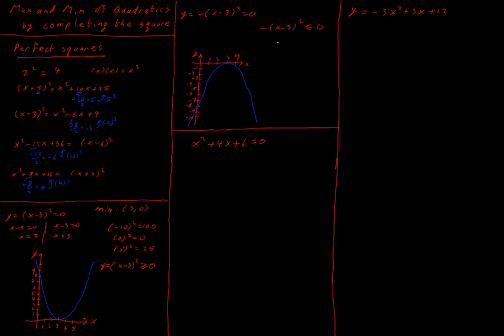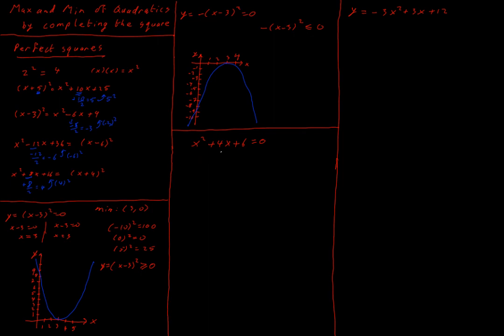So that is my reason for wanting to complete the square for finding the max and min. Because if I can get the x stuff in my equation into a perfect square, then I know that its maximum or minimum value for the varying part is going to be 0. So let's put this into practice. If I have x squared plus 4x plus 6 is equal to 0.